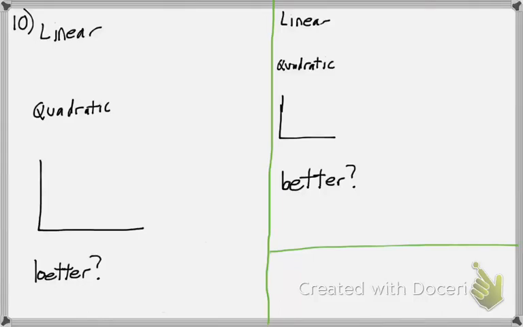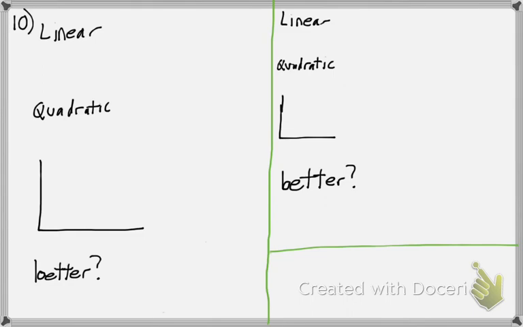Number 10 is kind of an interesting problem because we have two sets of data, and it says that one of these can be best modeled by a linear function, the other shows data that can be best modeled by a quadratic function. So we've done some problems like this before where we have data and we have different regressions and they ask which one's better.